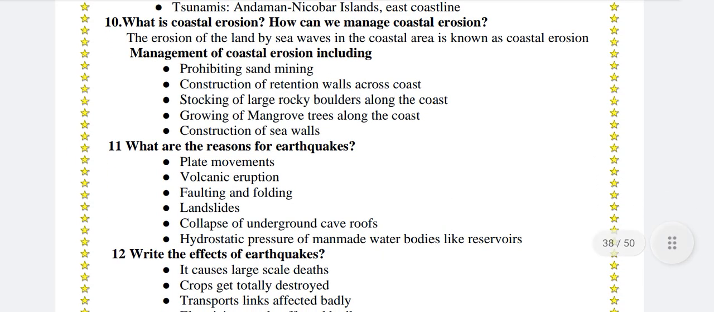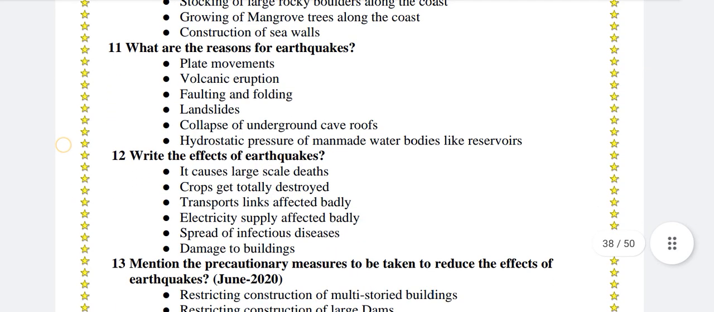What is coastal erosion? How can we manage coastal erosion? The erosion of the land by sea waves in the coastal area is known as coastal erosion. Management of coastal erosion includes prohibiting sand mining, construction of retention walls across the coast, stocking of large rocky boulders across the coast, growing of mangrove trees along the coast, construction of sea walls.